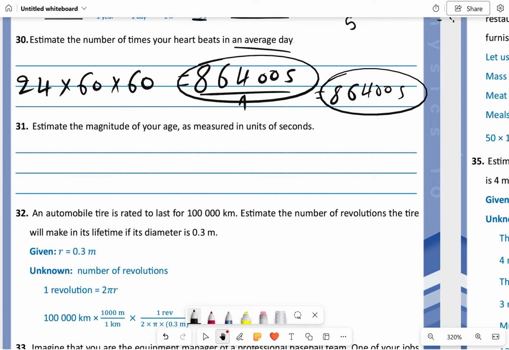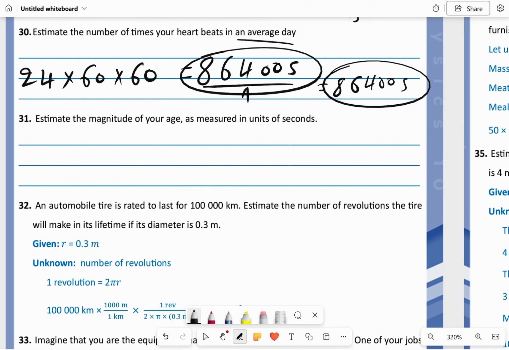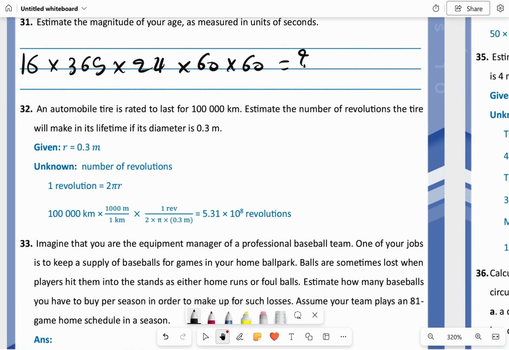Estimate the magnitude of your age as measured in units of seconds. Let's say you are 16 years old. So you have 16 multiplied by 365 days multiplied by 24 hours multiplied by 60 minutes multiplied by 60 seconds. Try to find your age, okay? Or if you are 17, you can try 17.